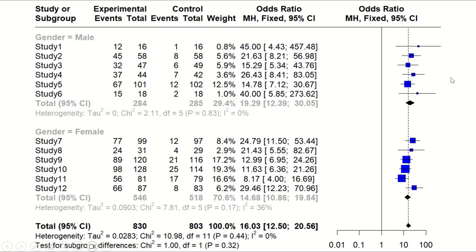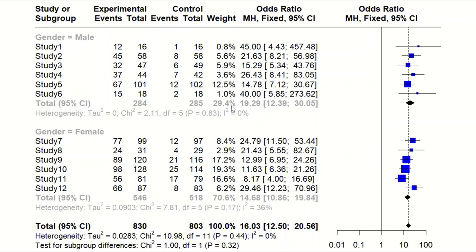Looking at the diagrammatic representation here, the blue squares represent the odds ratio calculated for each specific study. Variation in the size of the square reflects the weight percentage. Larger samples will have larger squares. The horizontal line represents the 95% confidence interval. The diamond-shaped structure represents the overall odds ratio. And the same thing here for the females.